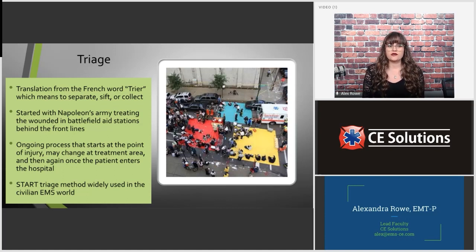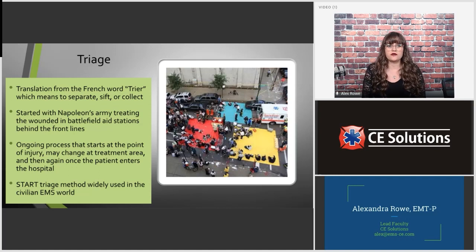So we know that triage is always an ongoing process. Just because, say, you triage somebody and they are a yellow tag right now doesn't mean they could potentially end up being a red later on. That's why we always need to keep our head on a swivel. This is an ongoing process. Starts at the point of injury. It may change once the patient actually reaches the treatment area, and then again once the patient enters the hospital, because we all know that injuries can progress to something more severe.